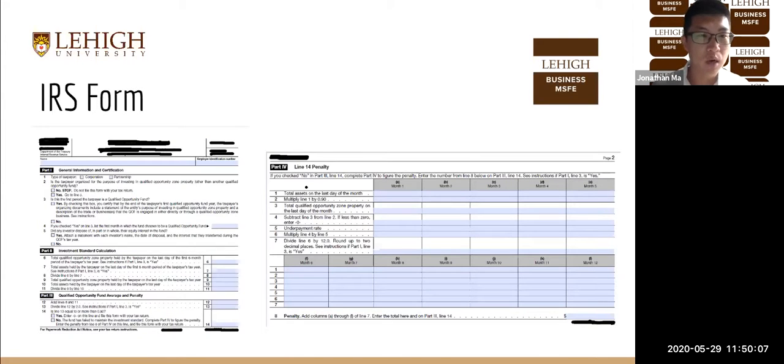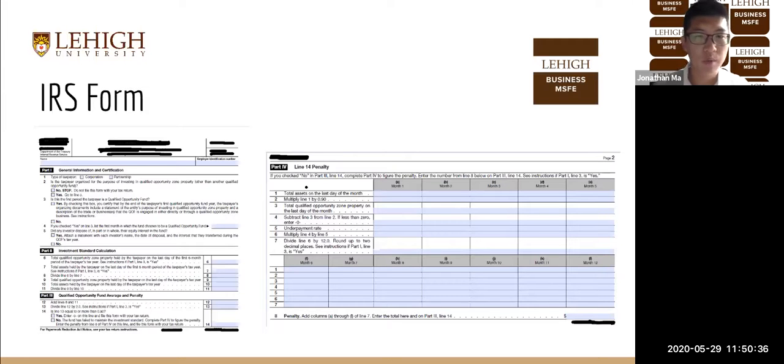So the second part, this is the IRS form that we are using. And as I mentioned before, we'll be using this form to self-certify as a qualified fund to enjoy the tax benefit, which means that the fund managers need to file and submit this form to the IRS every year. Since we are still working on this project and it's not public yet, I blacked out some parts of this form that may contain sensitive information.